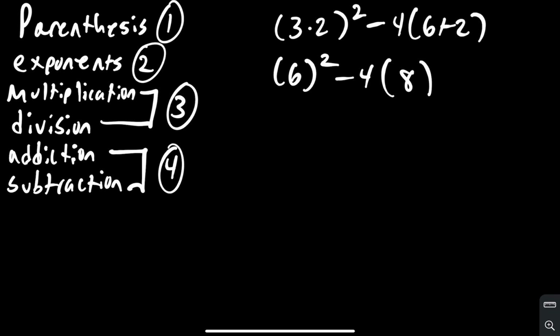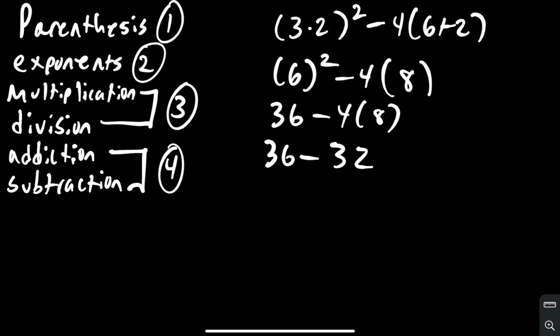We can't simplify 6 or 8 anymore. That's the most simplified version of it. So now we move to our exponents. We have one exponent, which is 6 squared. So 6 squared is going to give you 36. And we carry the minus 4 times 8. We have no more exponents, so we move to our multiplication and division. We only have one multiplication, so we just take care of that. So we carry the 36 minus 4 times 8, which is going to give you 32.